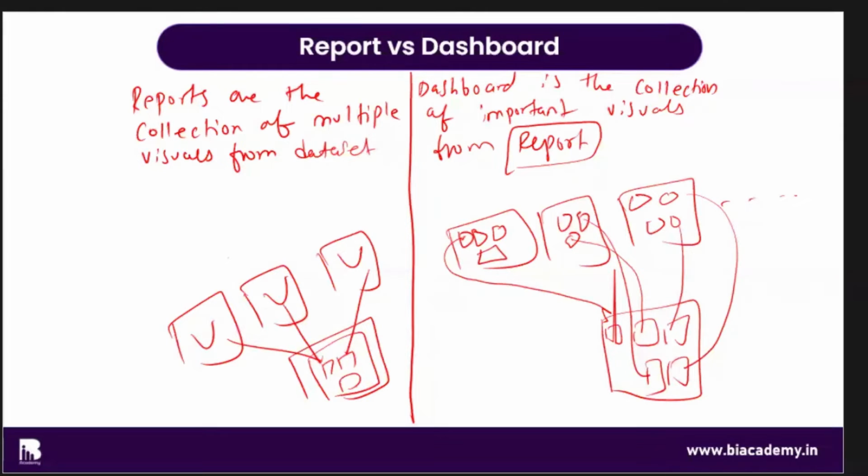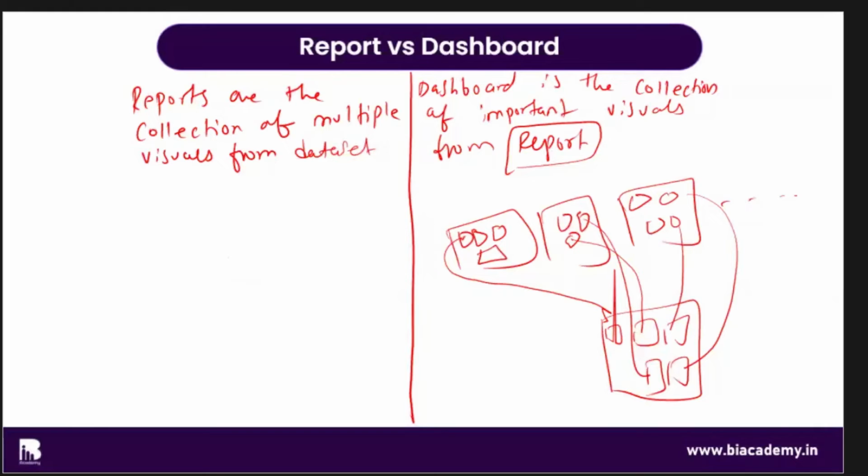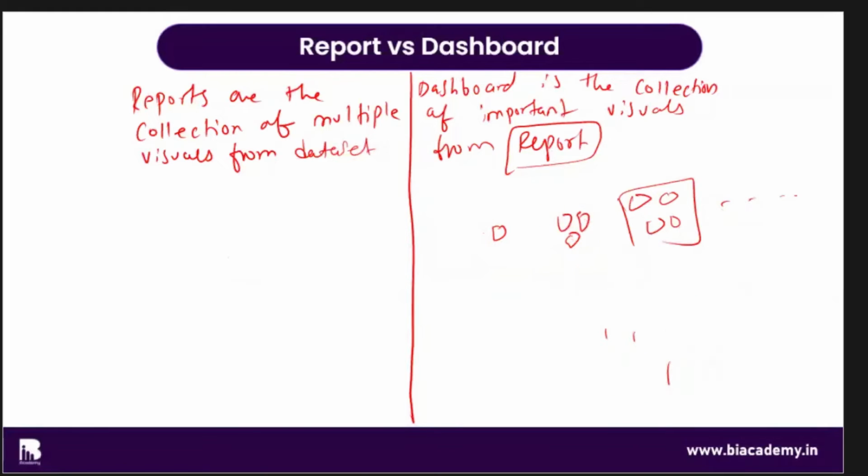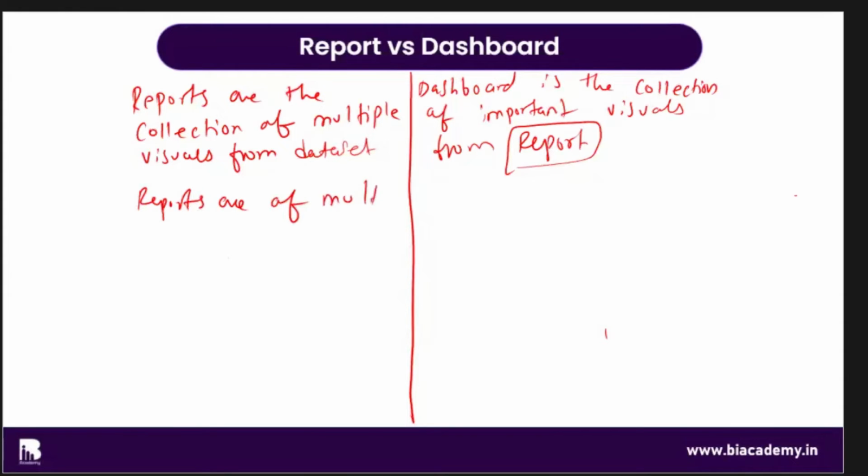Let's see the second point so that you understand even better. What is the major difference? Why do we create a report and why do we create a dashboard? To understand that, let's understand the second point. So the second point is: reports are of multiple pages or many pages. A dashboard is only of one page.